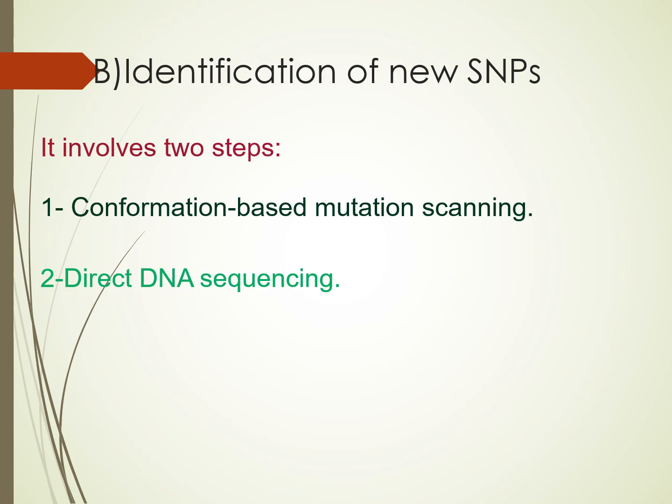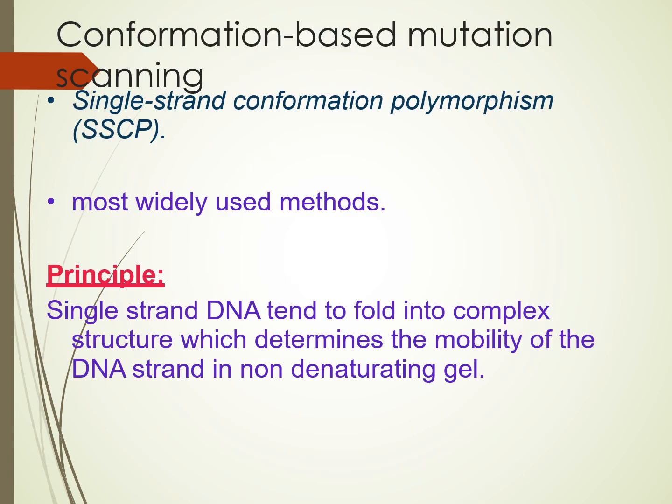Then identification of new SNPs, how we can identify the new SNPs. It involves two steps. First one is conformation-based mutation scanning, and then direct DNA sequencing. In conformation-based mutation scanning, we take the single-stranded DNA molecule where we have to detect the new SNPs. Then we allow it to fold into a complex structure, and then we run it on the gel.